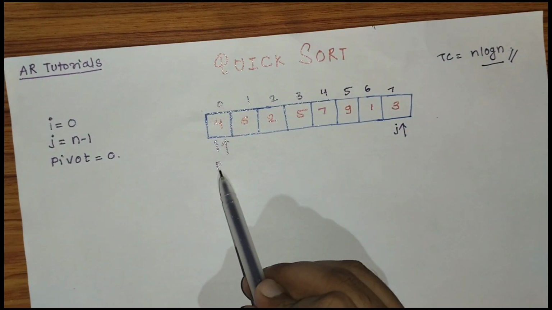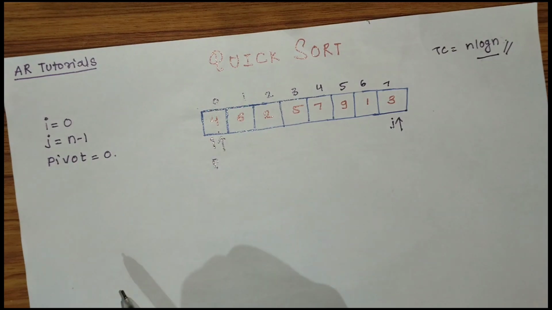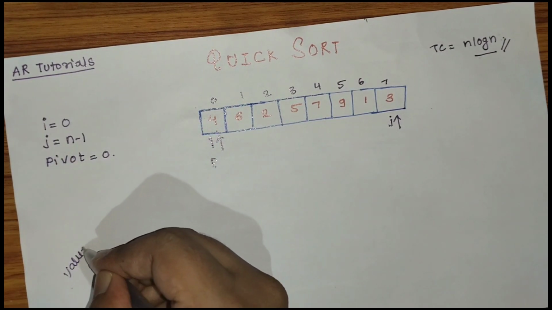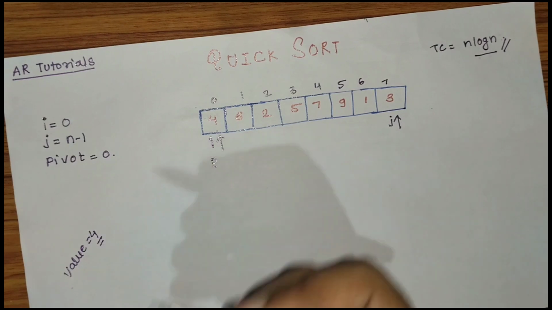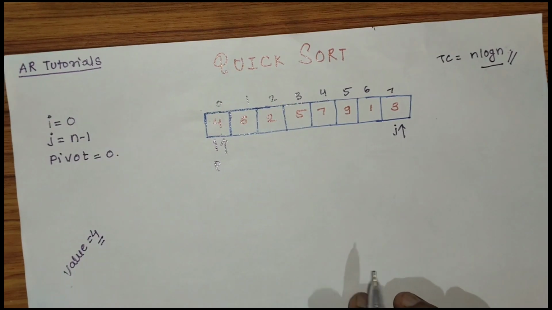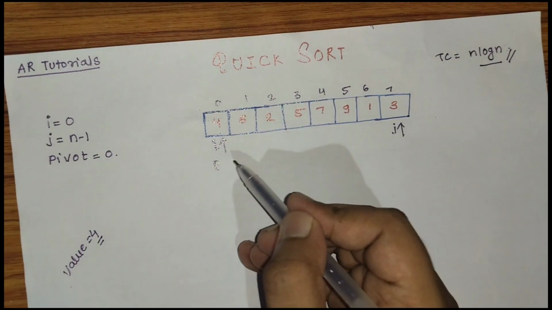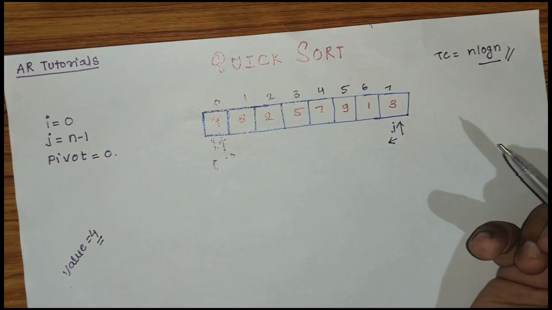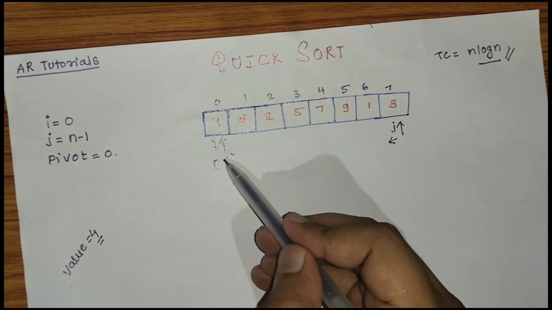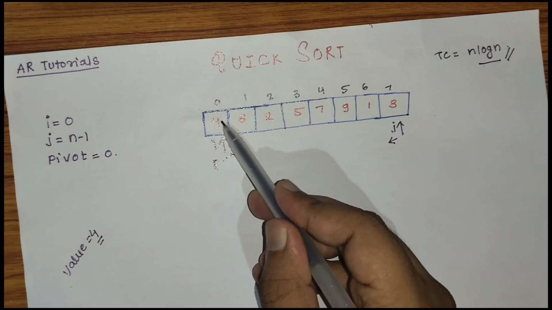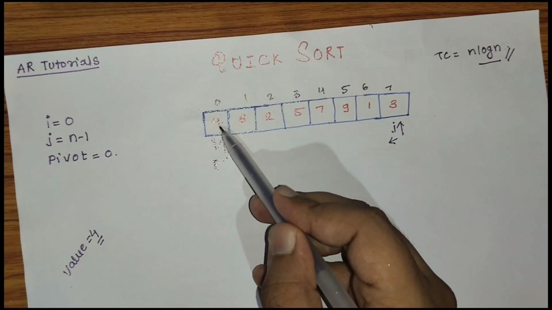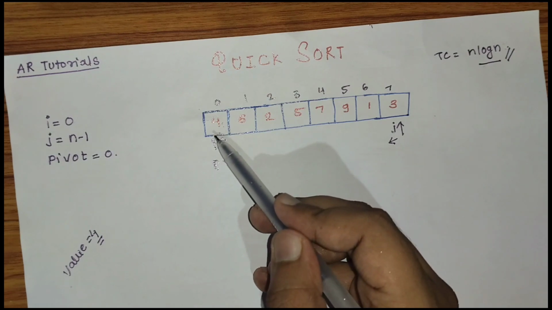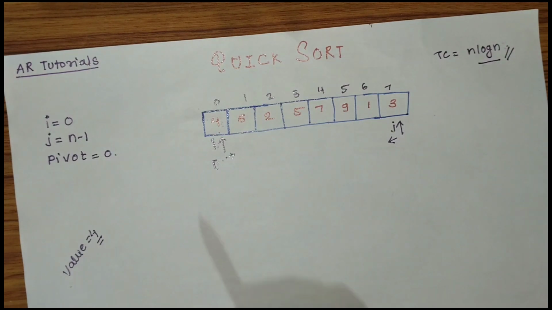Now at this index, what is the value of the pivot? The pivot value is 4. It is a temporary value. Now what we will check: from I we'll traverse to the right side, from J we'll traverse to the left side, and we'll check for an element which is greater than the pivot; that would be the new I.